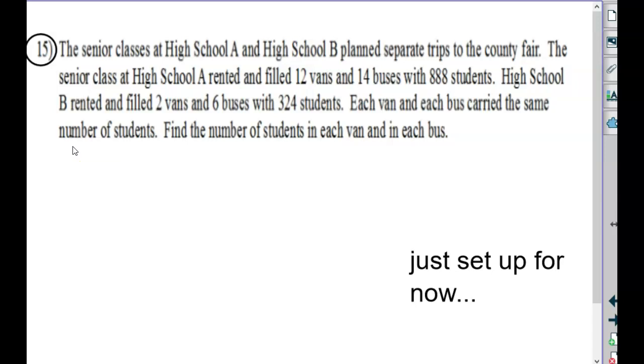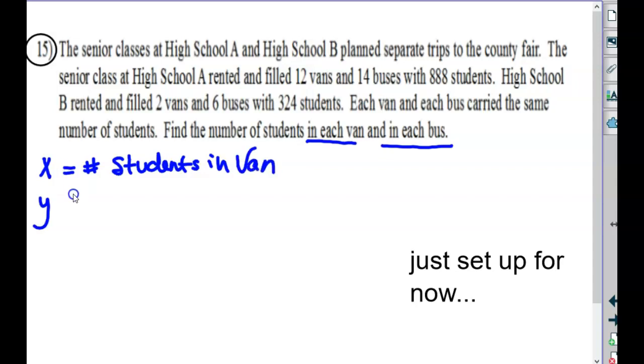And actually things I don't know, right? High school A, high school B, van, bus, girls, boys, fair, I don't know what's going on. I always go to the last sentence to figure out what it is I'm actually finding. It says find the number of students in each van and in each bus. So my variables, I'm just going to use X and Y, are going to be number of students in a van and number of students in a bus.